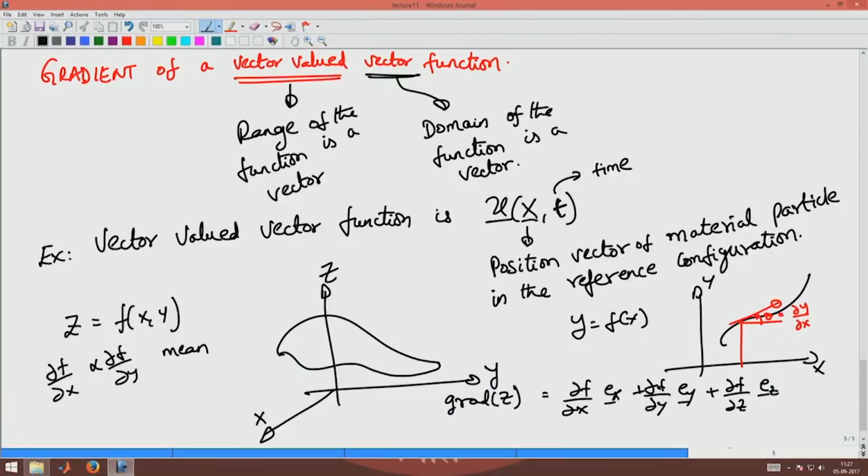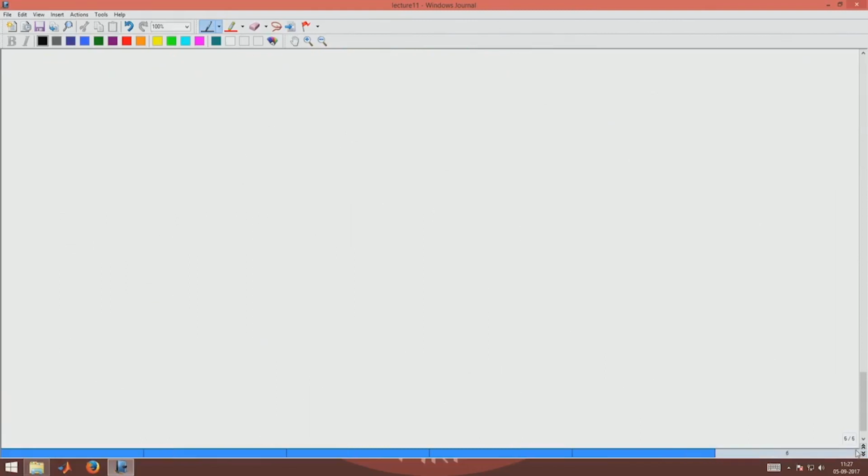Let us elaborate on this a little bit more. Now the gradient is defined as following. Let us assume that I am dealing with a scalar valued vector function, that is some phi as a function of the position vector x.